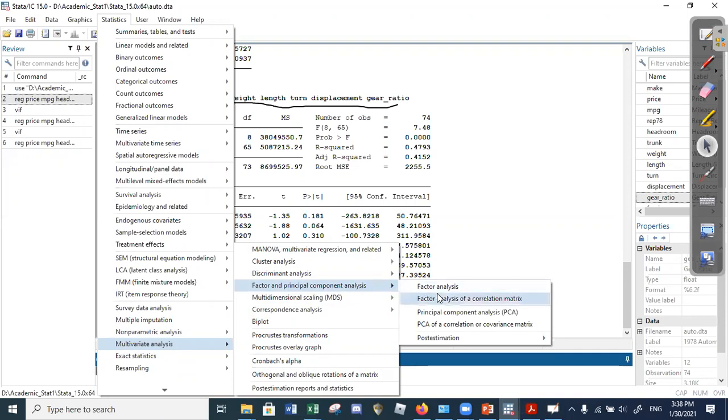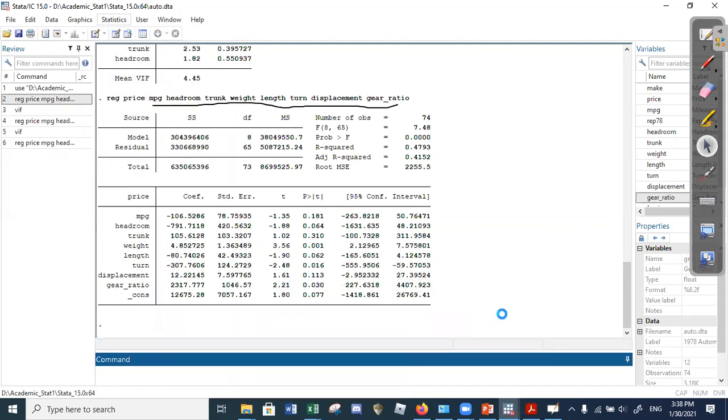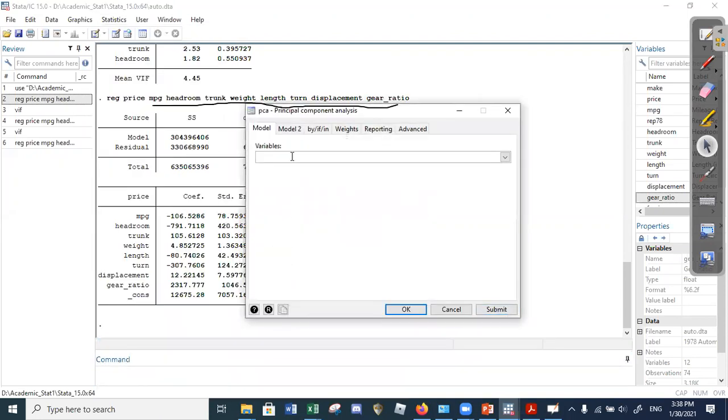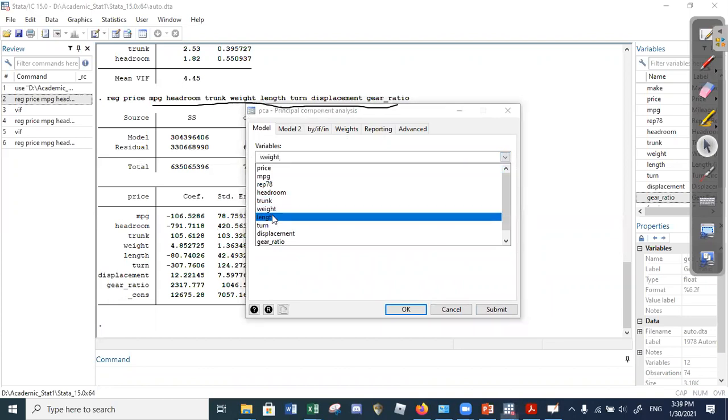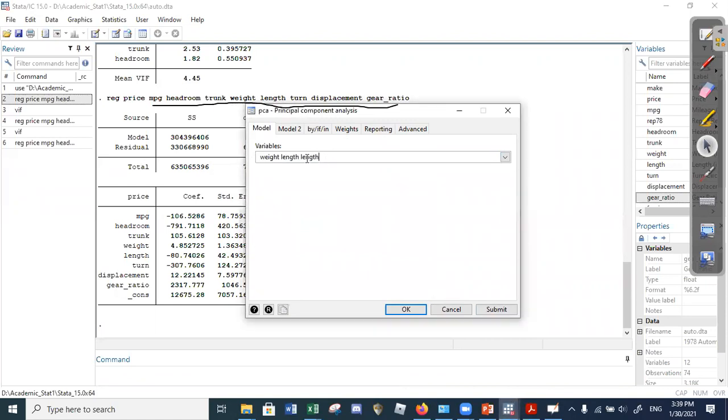And if you come over here, you would see there is something called principal component analysis, PCA. If I click this PCA, then I have to mention which variables I want to consider, like x1, x2, x3, x4, which I was telling you. So if I just use the variables weight and length over here, right?